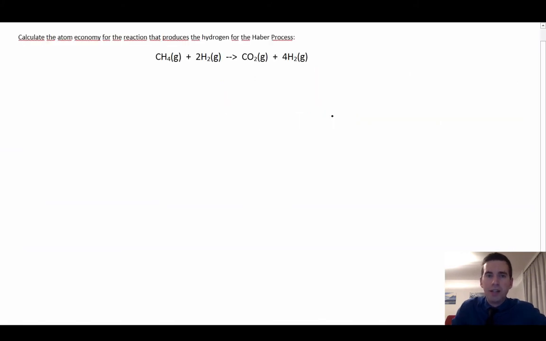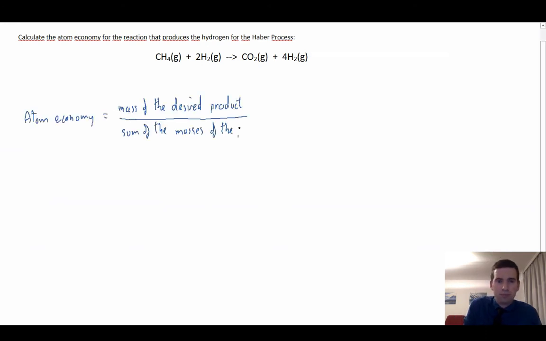So in this reaction here, we're asked to calculate the atom economy for the reaction that produces hydrogen for the Haber process. So we have natural gas, methane, added to water, which produces carbon dioxide and even more hydrogen. Okay, so let's go through this. Start by writing out the full equation again. So mass of the desired product in the reaction, and then divide by the sum of the masses of the products in the equation. So what is the mass of the desired product? So desired product is hydrogen. Okay, that's the whole point of this reaction.